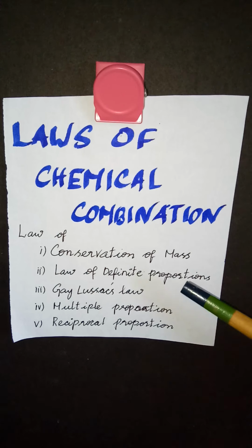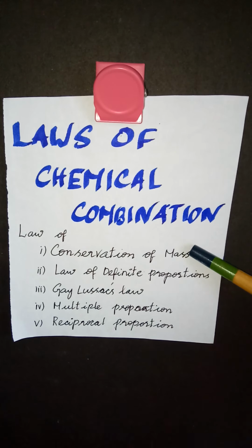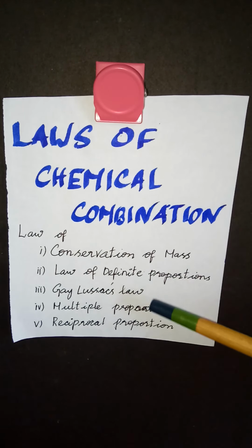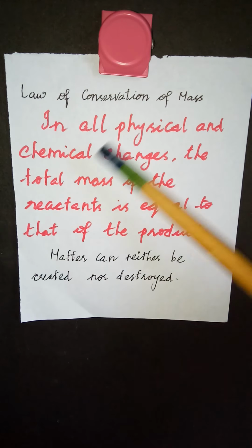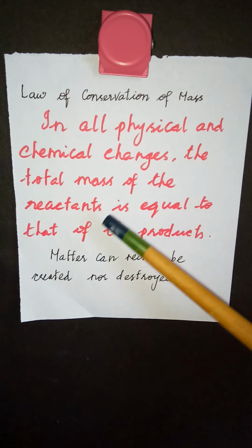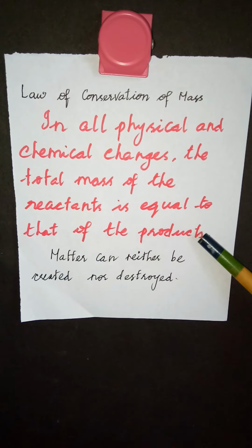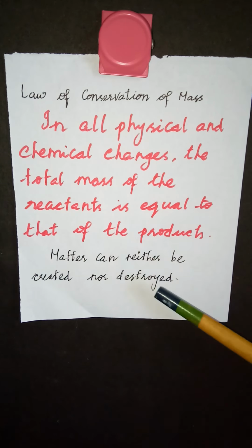But in today's video we are going to see the law of conservation of mass, law of definite proportion, law of multiple proportion, and Gay-Lussac's law. See, this is the statement of law of conservation of mass. In all physical and chemical changes, the total mass of the reactants is equal to that of the products. Or it can be stated in another way, matter can neither be created nor destroyed. So when you take a chemical reaction, the mass of the reactants will be equal to that of the mass of the products. I will show this with an example.